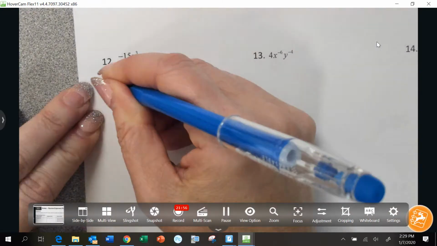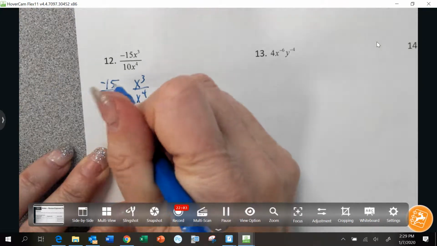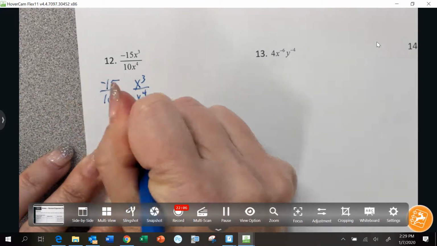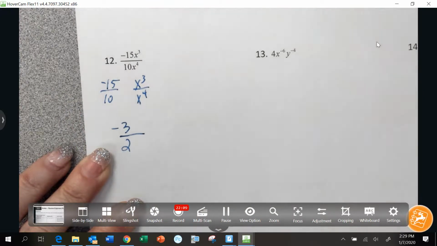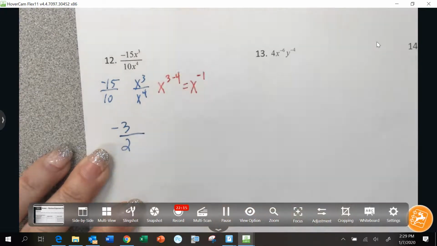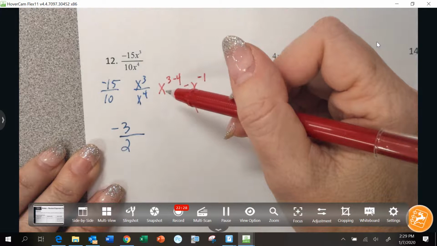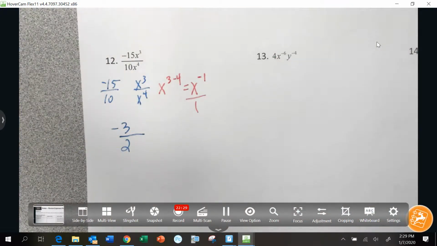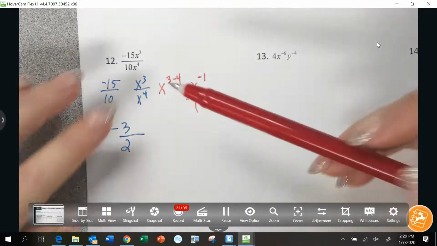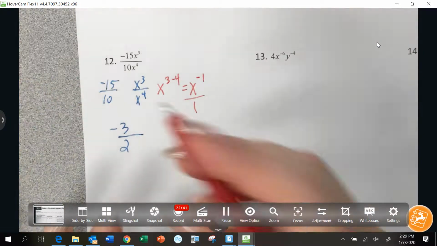I'm going to separate the negative 15 tenths, the x cubed to the fourth. I'm going to reduce negative 15 tenths to negative 3 over 2. And then with my x's, I'm going to subtract 3 minus 4, which is x to the negative 1. Well, right now, it is on top. When you subtract them, it automatically goes on top. Here's another thing you think about. Where are there more x's? So this will end up done. It's going to be an x on the bottom.